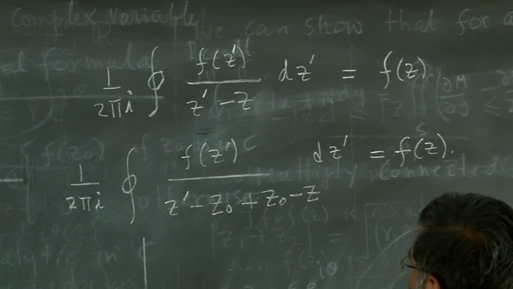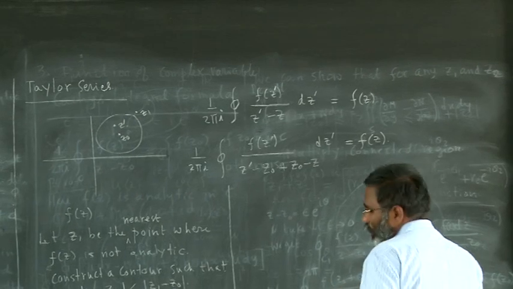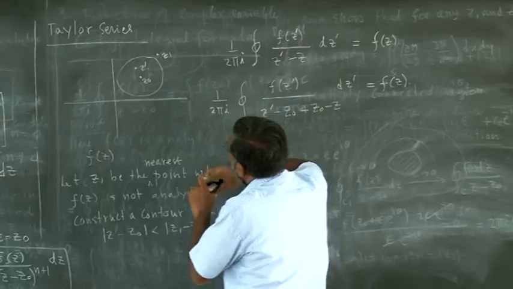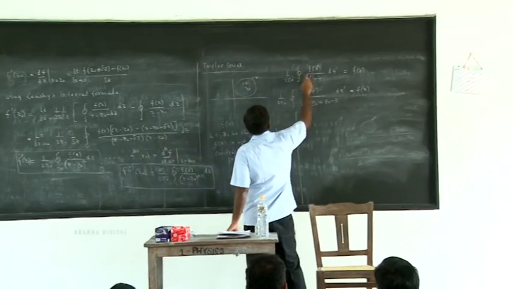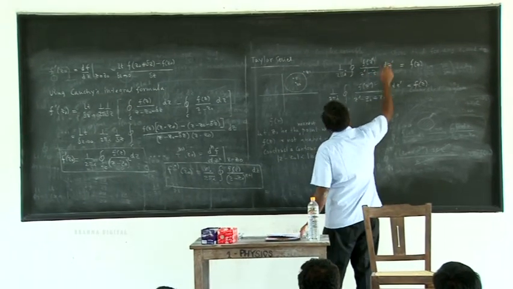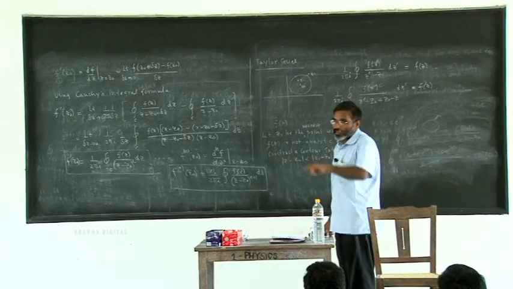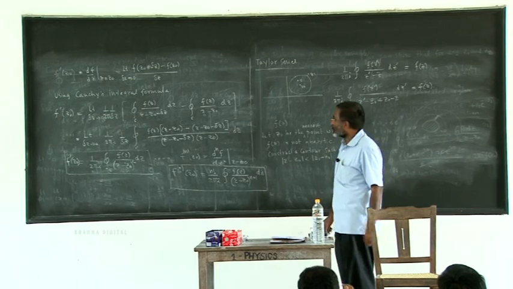Now z prime, this is an integration variable, right? Integration is over z prime, so the integration variable is on the contour, right? It's a contour integral. z is in the interior of this contour.